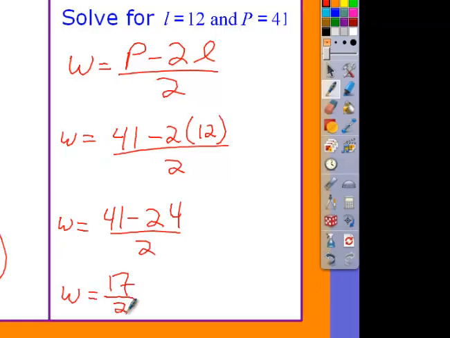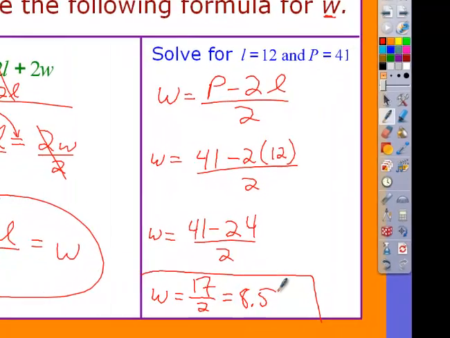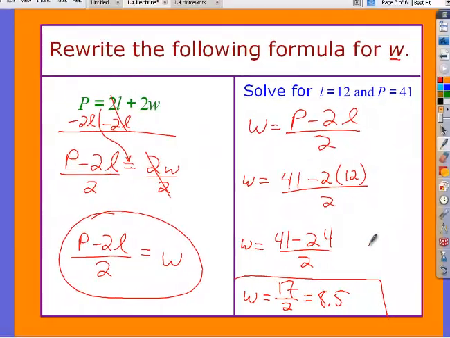Okay, 17 over 2. This cannot reduce, so you can leave it in this form, or you can convert it into a decimal if you want to, but remember, you don't have to. Okay, and there you go. So it's the same basic process as what we went through on the other side.